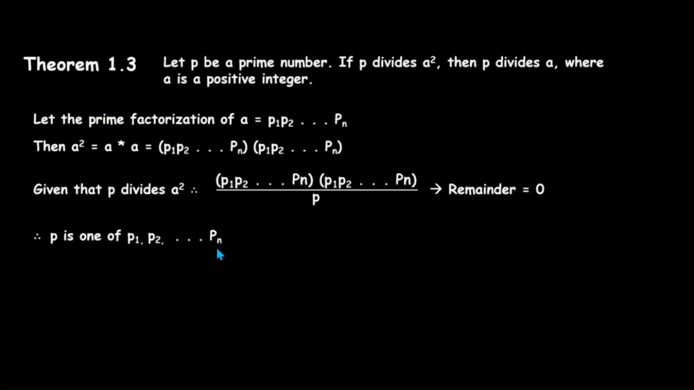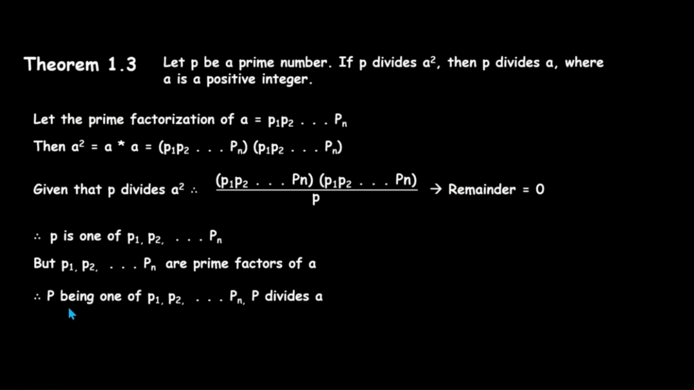And what are these prime factors? They are the prime factors of a. Each one of them can divide a because they are the prime factors of a. And p being one of the p1, p2 up to pn, p can also divide a. So in simplest term, if a prime number can divide a square number, the prime number can also divide the root of that square number. In this case, the square number is a square, the root of that a square is a.